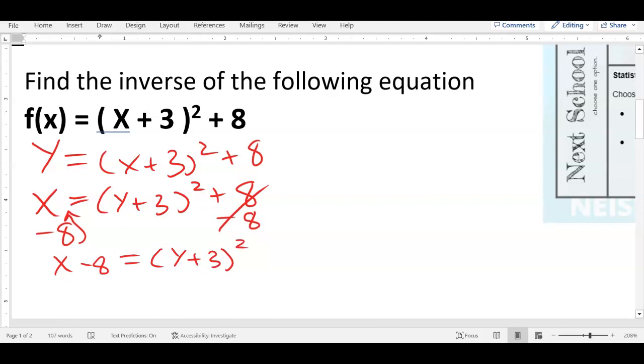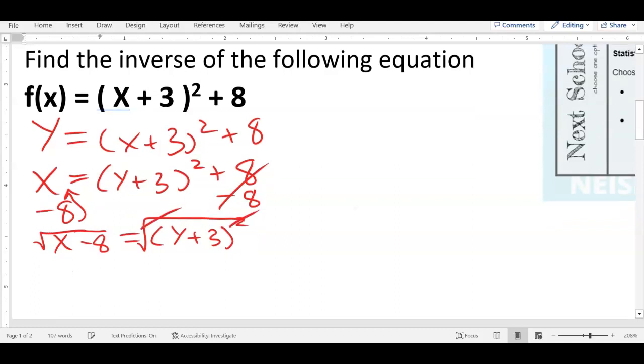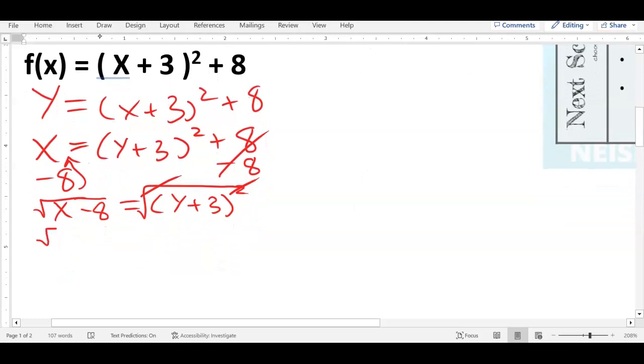This is where it can get dicey, so everybody, do I get rid of the 3 or the squared first? Okay, so the 3 is inside of a parentheses. You can't get to it yet, so you get rid of the squared. Opposite of squared is square root. Okay, so you square root both sides all the way. Hey, what are you doing? Pencil, not a phone. So the square and the square root cancel out. And now we have square root of x minus 8 equals y plus 3.